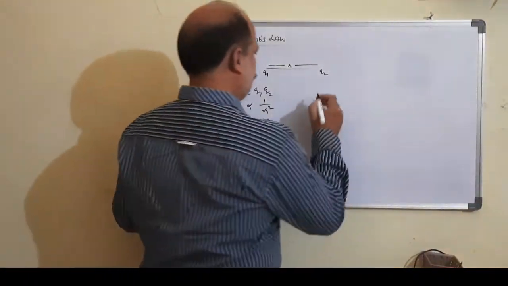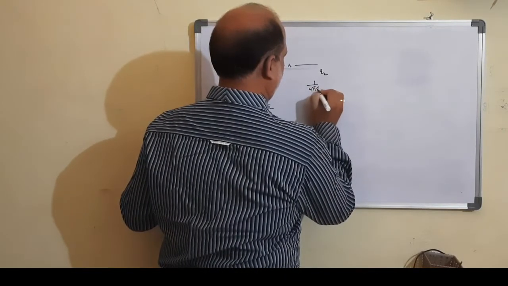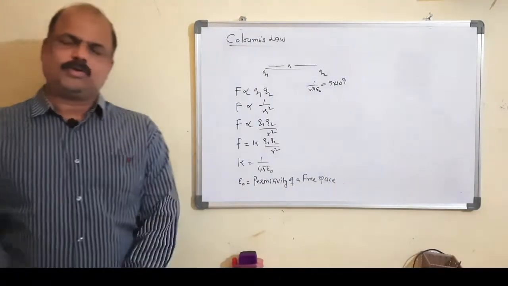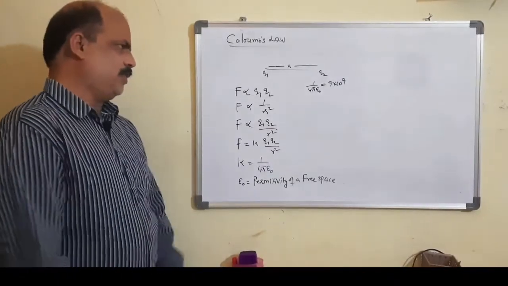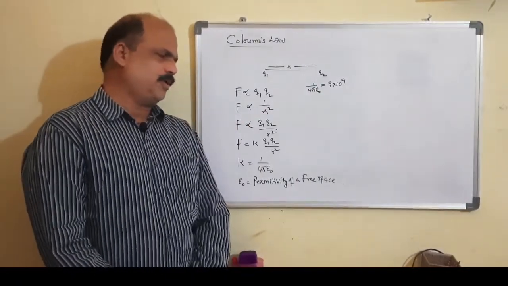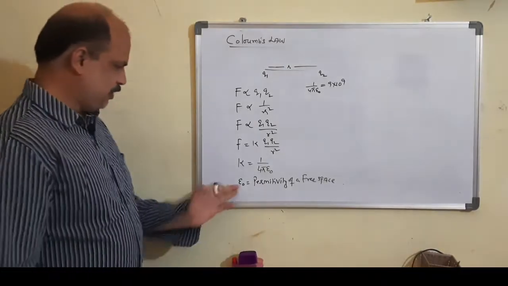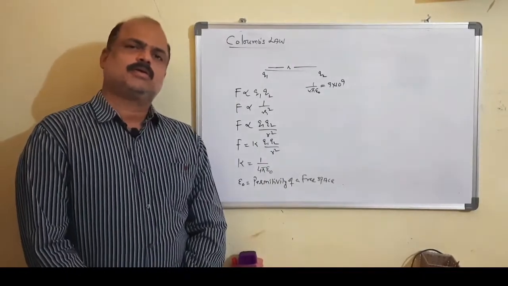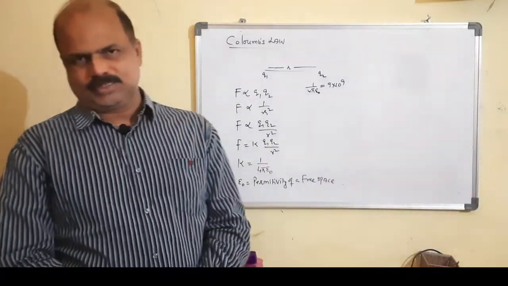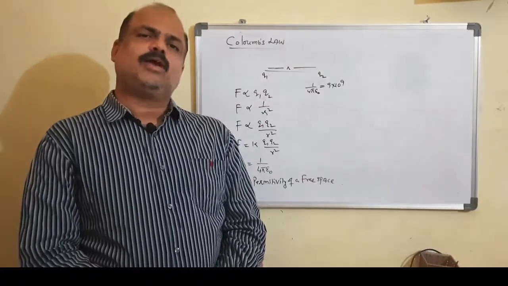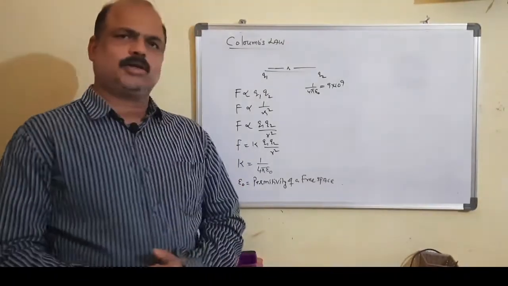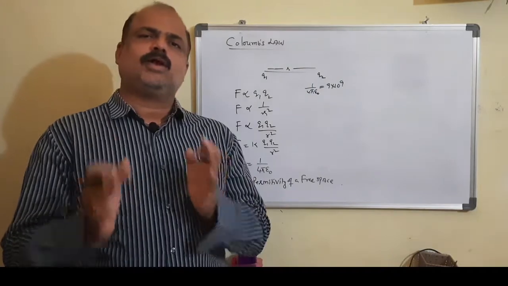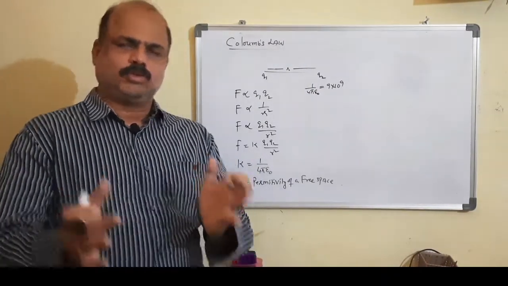So here 1 by 4 pi epsilon naught is equal to 9 into 10 to the power of 9. What is epsilon naught? Epsilon naught is the permittivity of free space. Permittivity means that any medium permits electric field lines through it. It gives information about the medium, that is, how much electric field lines are permitted through that medium.